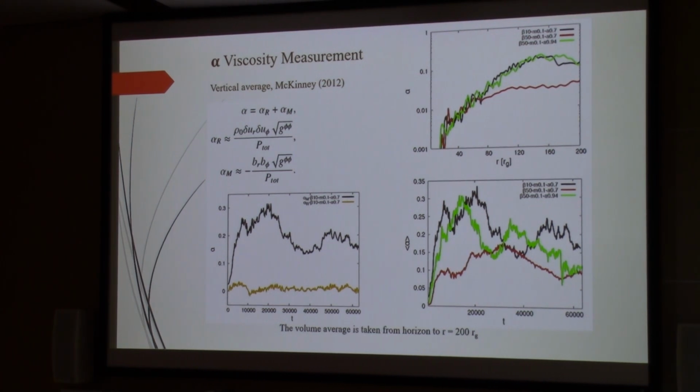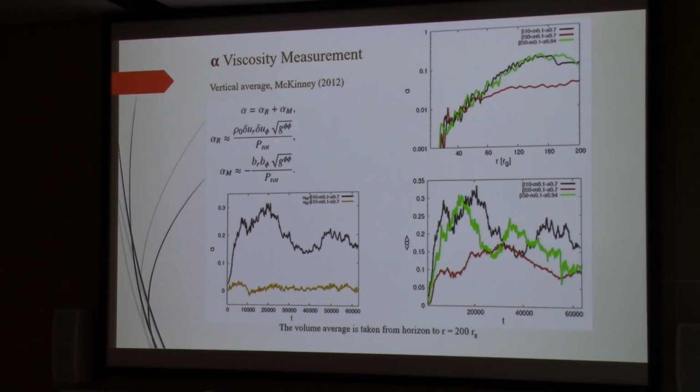Okay, now let's move on and measure the alpha viscosity. We use the relativistic approach by McKinney, and we basically measure the Reynolds and Maxwell contributions from the stress energy tensor. In one of the cases, we compare these and the Maxwell part is the dominant one, with a contribution over 90%. Comparing the different cases, we see that the average alpha can change a lot over time. It can reach values up to 0.3, and it varies from 0.3 to 0.1. So the results show that alpha viscosity cannot be constant, but changes with time.